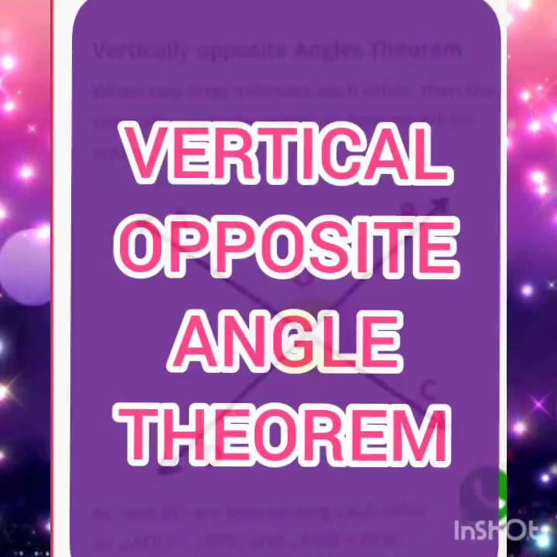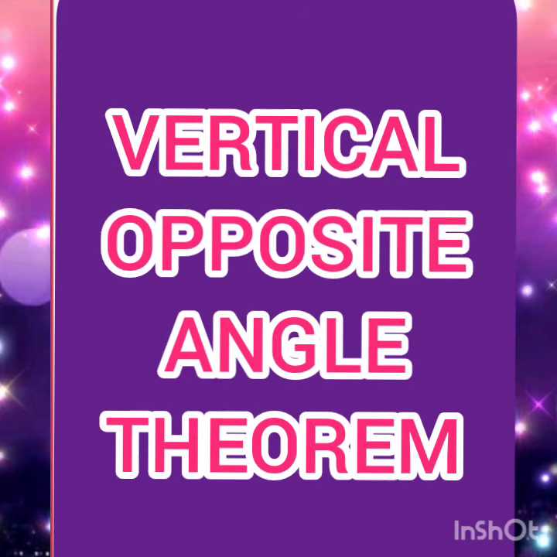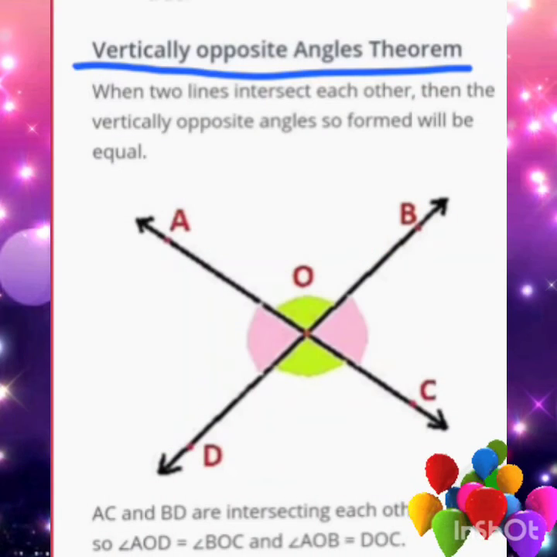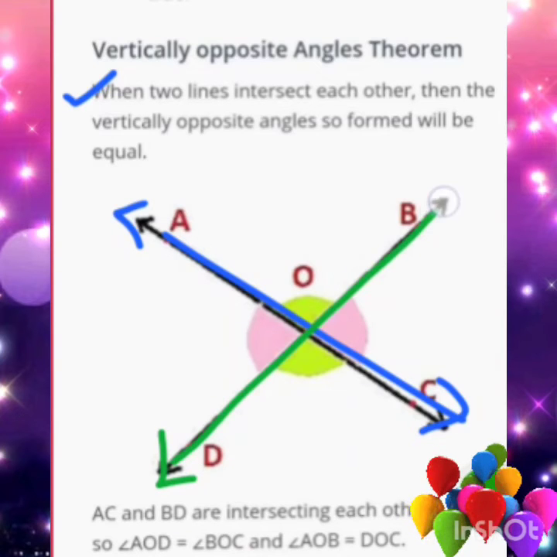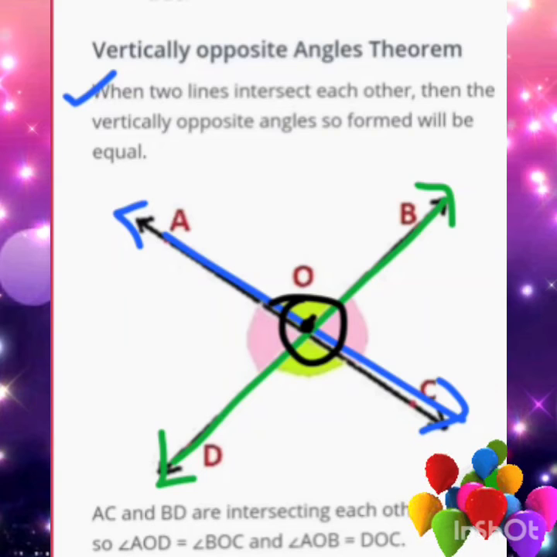Now let me clarify the concept of the vertically opposite angles theorem. Dear student, you have studied this last year; the word is not new for you. When two lines intersect each other, suppose I have line AC, one of the lines, and another line BD. AC and BD are intersecting at point O. You can see this is their intersecting point. Then the angles so formed will be equal.